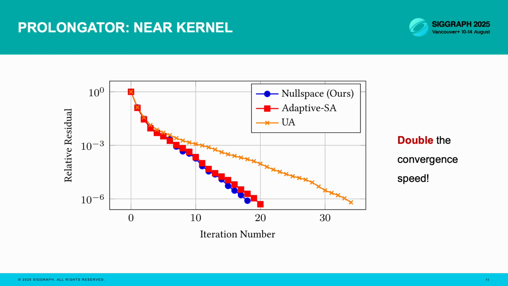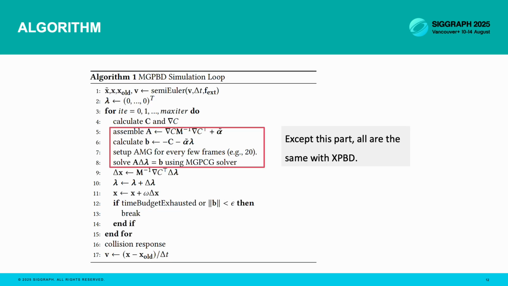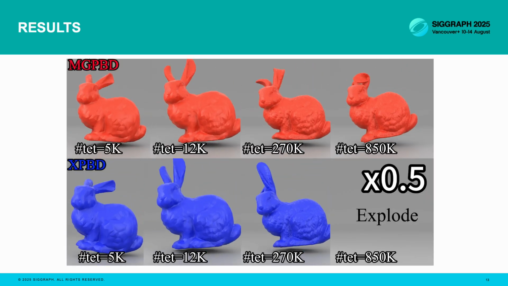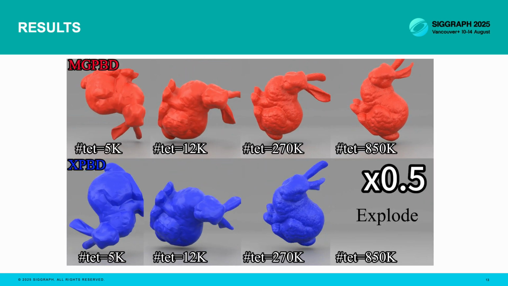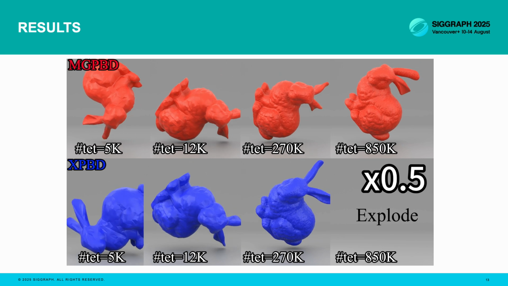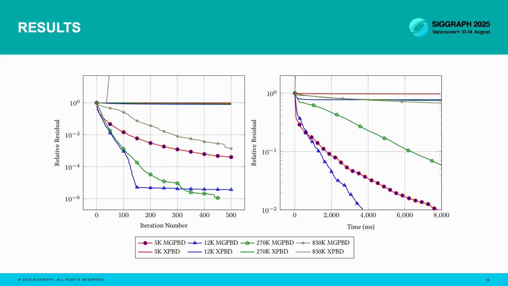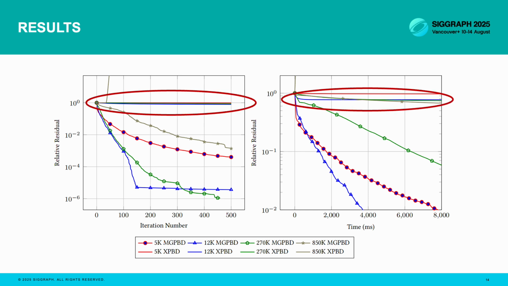Our curve is in blue and the traditional AMG is in yellow. Our algorithm is nearly identical to XPBD, except for the part in the red box, making it easy to integrate into existing XPBD solvers. Here are the results. Bunnies of varying resolutions recovering from a flattened state. XPBD explodes at the highest resolution. This shows a relative residual history for the bunny experiment versus iterations on the left and time on the right. XPBD curves stall while ours drop to 10 to the power of -6.